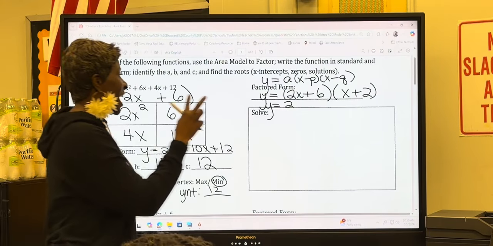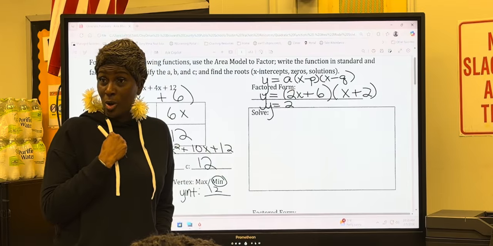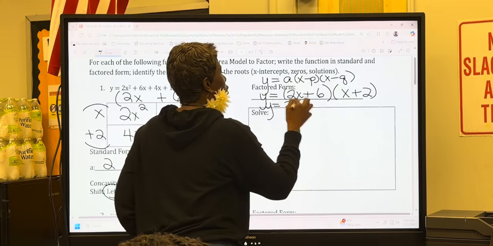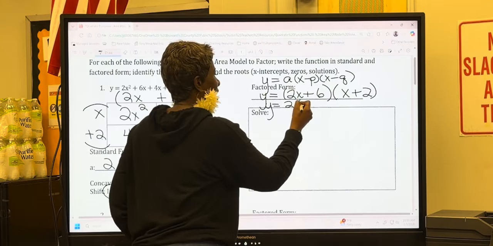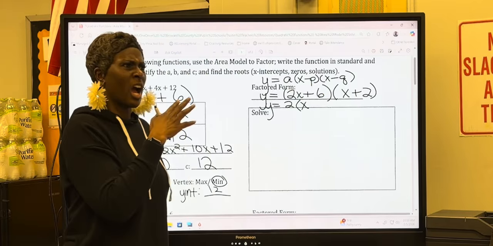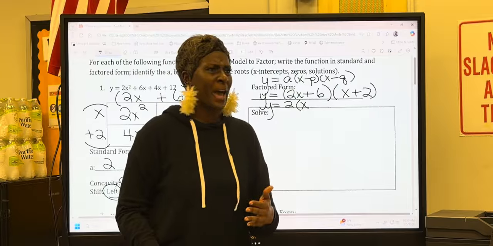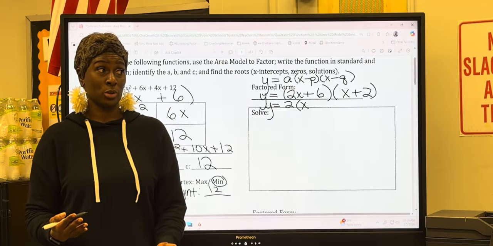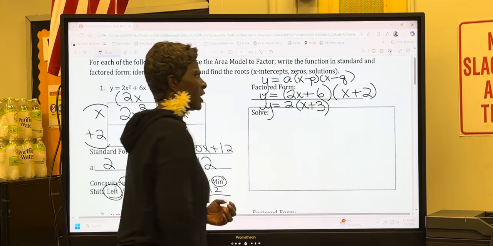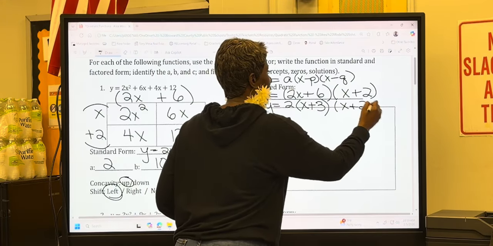Y'all with me? If I pull a 2 out of here, when I say pull out a 2, that means I'm dividing by 2. When I say pull out a 2, what am I doing? Dividing by 2. If I divide a 2 out of 2x, what is that going to leave me? X. If I divide a 2 out of 6, what is that going to leave me? Let me help you with the math. 6 divided by 2. 3. This is multiplication and division, not addition and subtraction. And then I'm just going to write my other factor that I got here. Just like that.